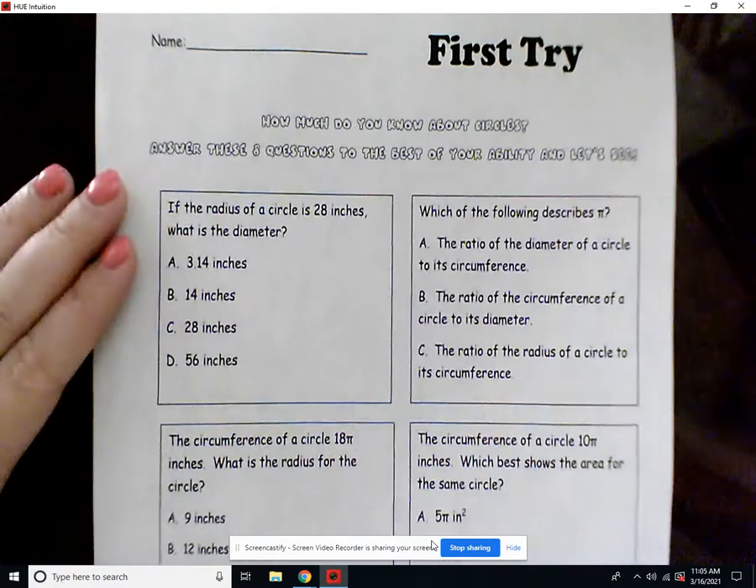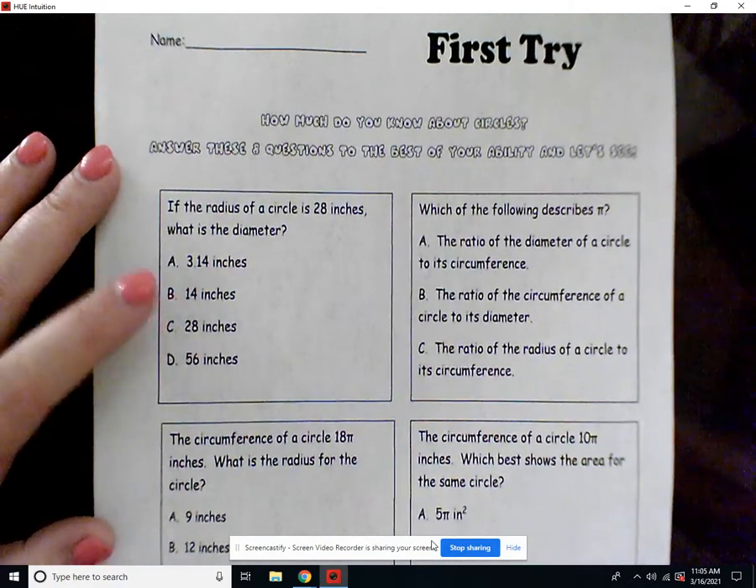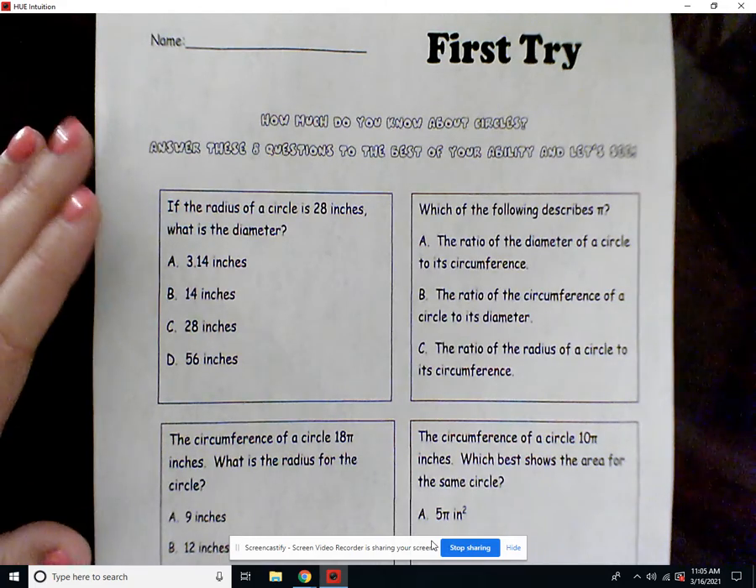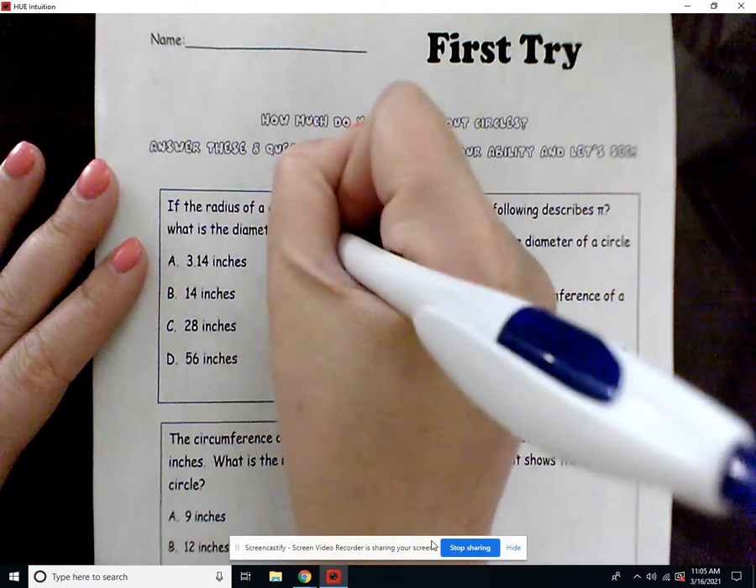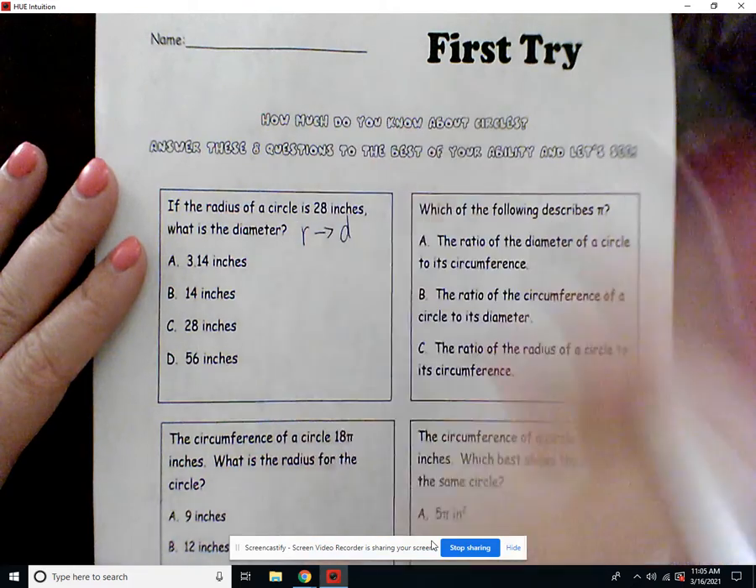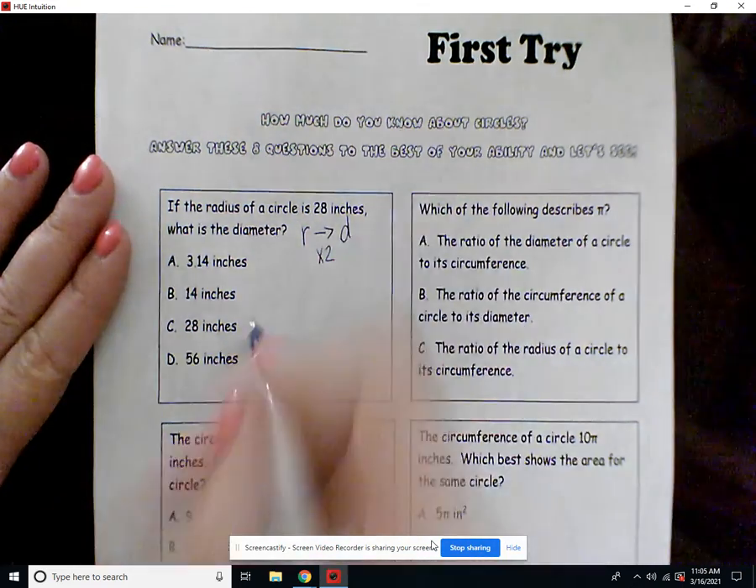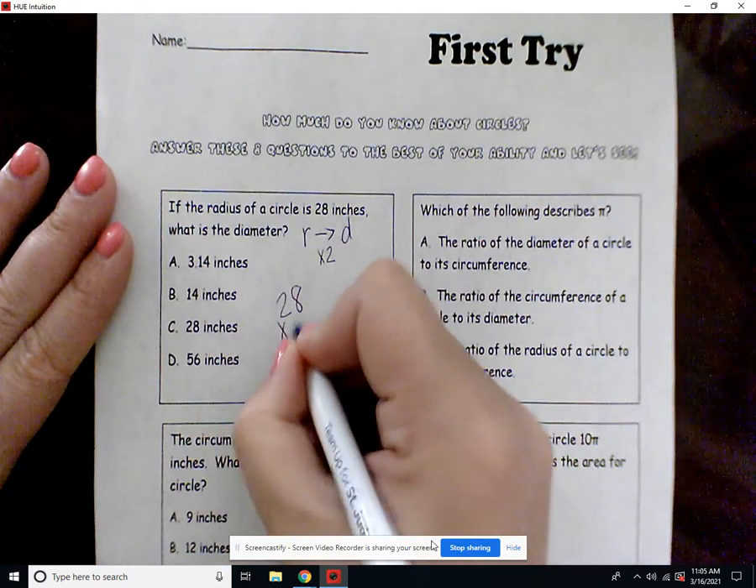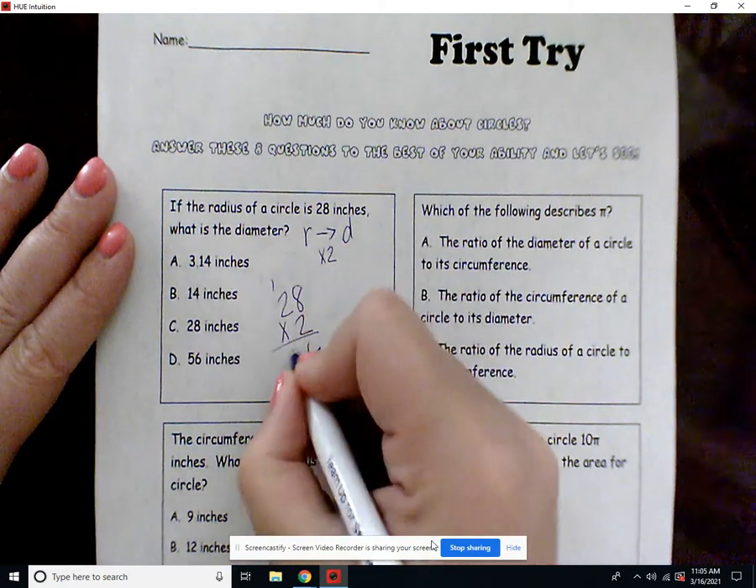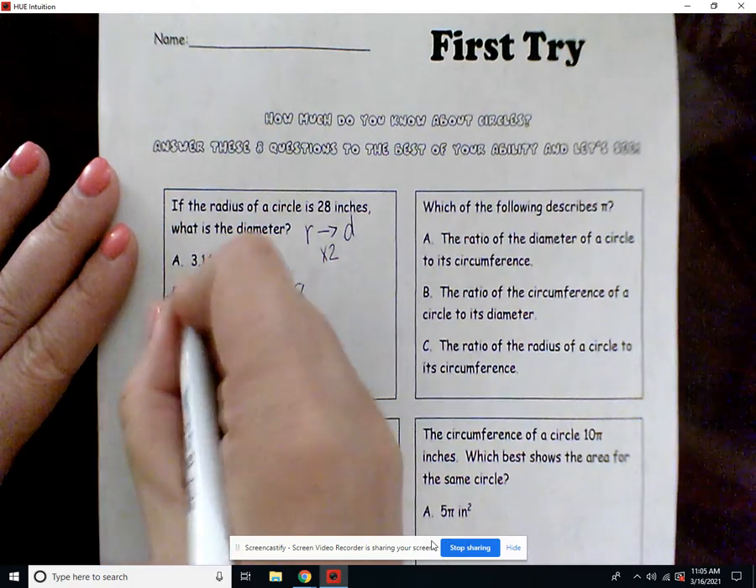Today we're going to review everything with circles that we have covered. So the first one is that the radius of a circle is 20 inches. What is the diameter? So we're going from radius to diameter. When we go from radius to diameter, we times by 2. So we're going to do 28 times 2, which is 56.